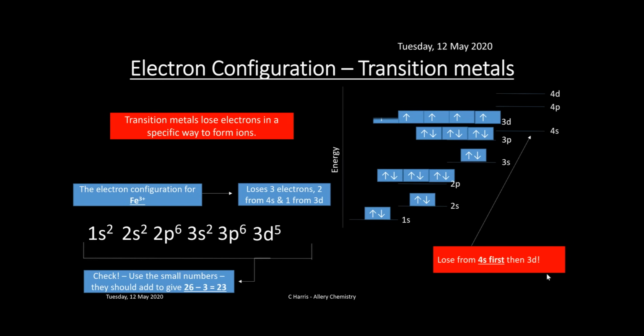There it is. And then the 3d. So we have this configuration here. So Fe3+, as you can see, does have a partially filled 3d subshell, as you can see here. So therefore it is a transition element.